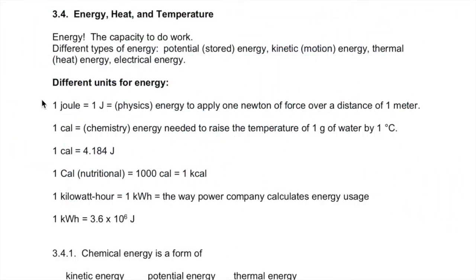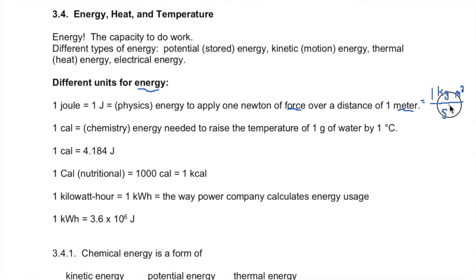So heat is a form of energy. It's thermal energy. Historically, there have been two main units for energy. One comes from physics. It's a joule. That's the energy needed to apply 1 Newton of force over a distance of 1 meter. And 1 joule comes out to be equal to 1 kilogram meter squared per second squared.